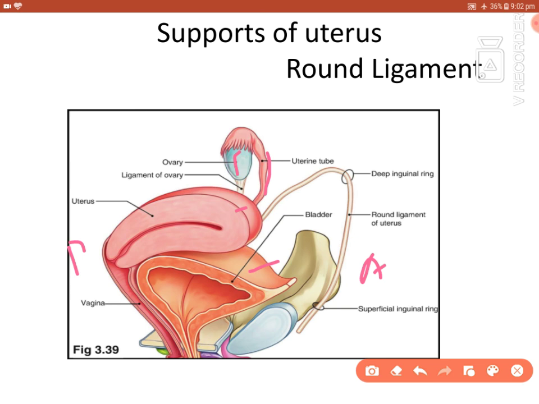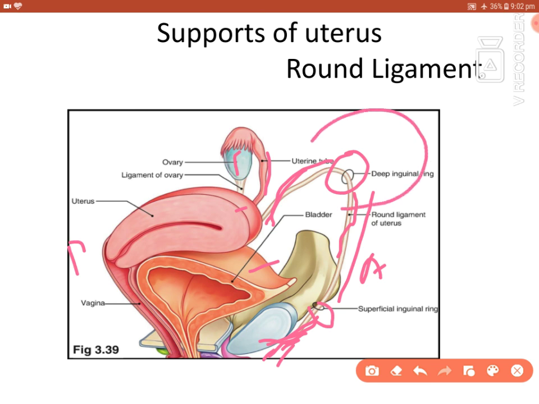There the round ligament goes laterally, then to this deep inguinal ring, to the inguinal canal, and exits through this superficial inguinal ring. This is the inguinal region. Then it merges with the connective tissue of this labium majus, dividing into numerous septa. That ligament is called the round ligament, from the antero-inferior of this uterine tube.